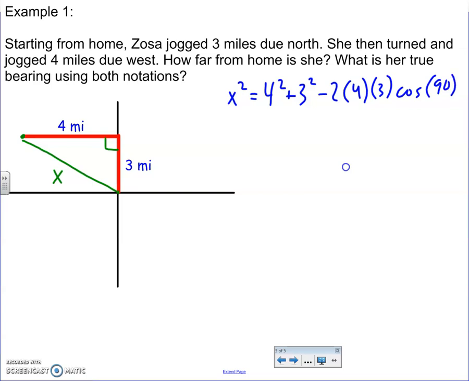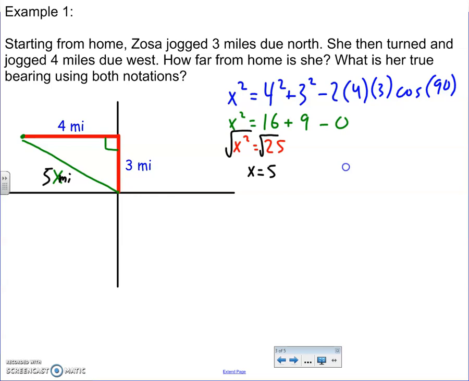All right, we solve this. 4 squared is 16. 3 squared is 9. And this 2 times 4 times 3 times cosine 90. Cosine 90 is 0. That's going to be minus 0. Combine that. X squared equals 25. Square root both sides. We get x equals 5. We found this is 5 miles, which we would have got the same thing from Pythagorean theorem. Pythagorean theorem is actually just a special case of the law of cosines.